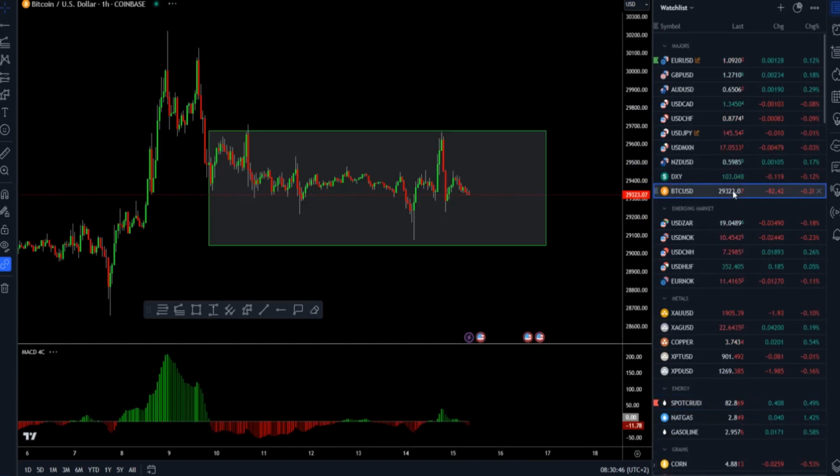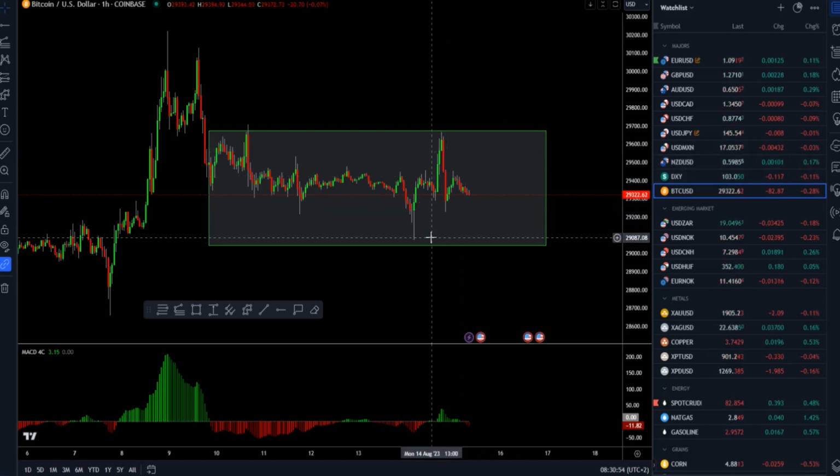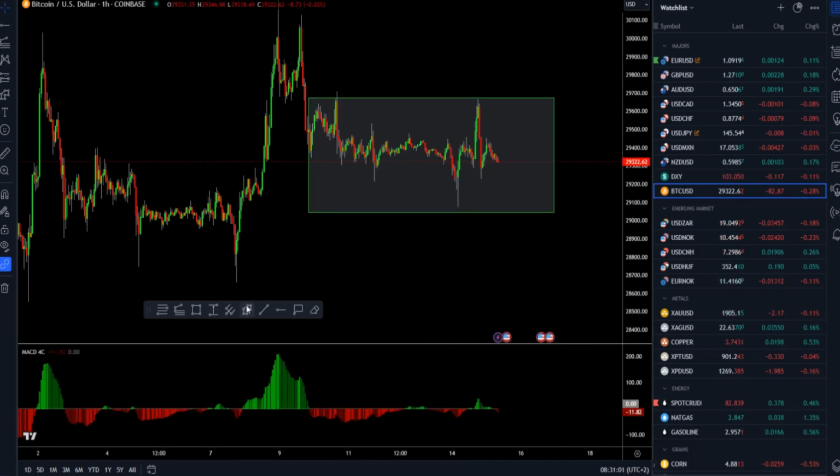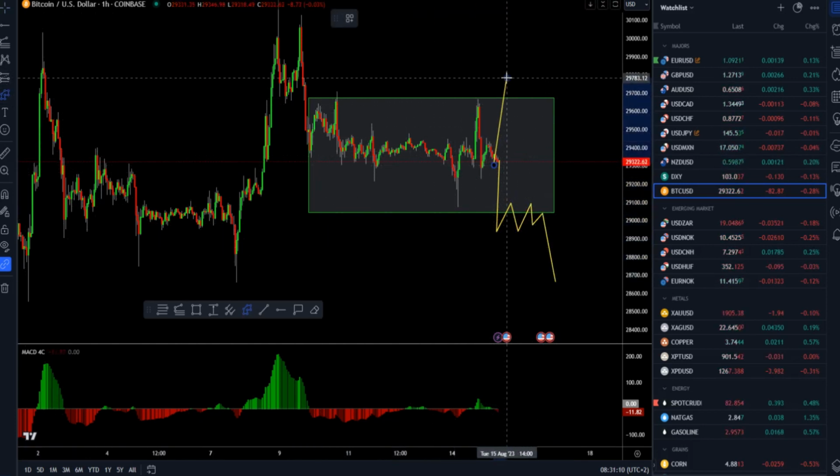And speaking of the Bitcoin versus US dollar, still it's in a heavy consolidation around 29,300 mark. We have the extreme low of this consolidation at 29,000 and extreme high at 29,700 mark. So I would like to see the breakout of either extreme low or extreme high and hold below or above to confirm the further directional move.